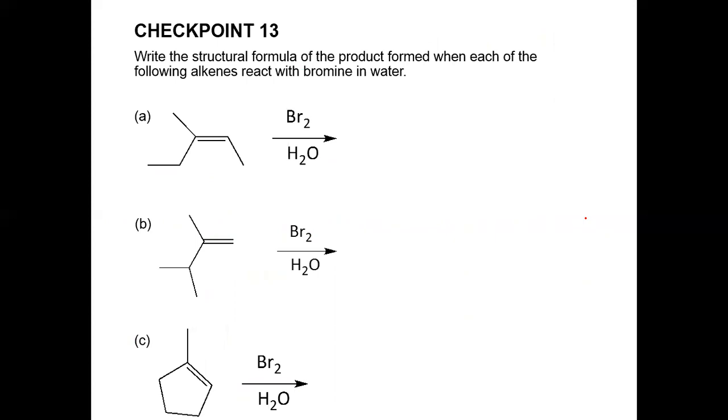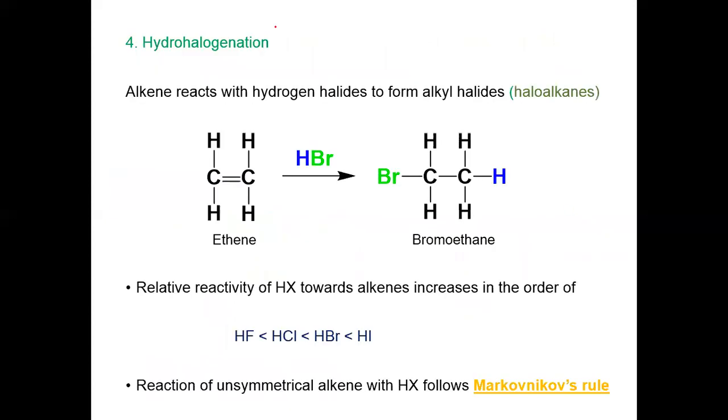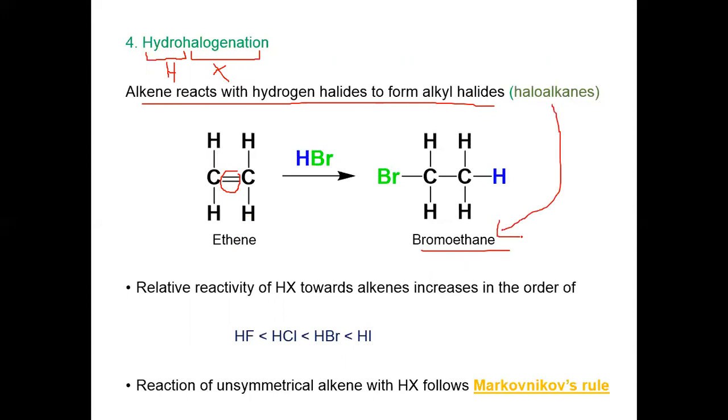Checkpoint 13. Okay, the fourth reaction, hydro is hydrogen, halogenation, your X. So you want to add in HX in an alkene. So alkene reacts with hydrogen halides to form alkyl halides, haloalkenes. So this is your ethene. Masuk dengan HBr, dia akan jadi bromoethane, which is your haloalkane.